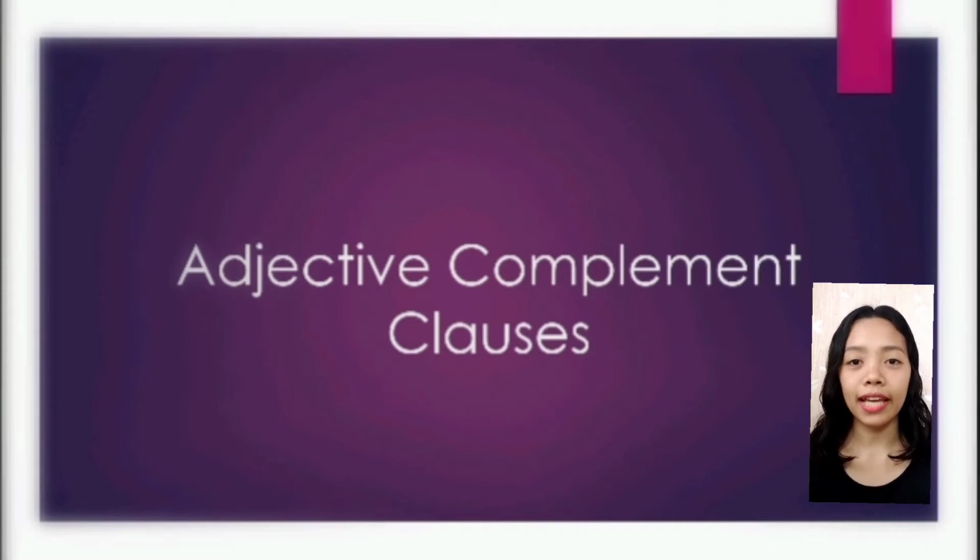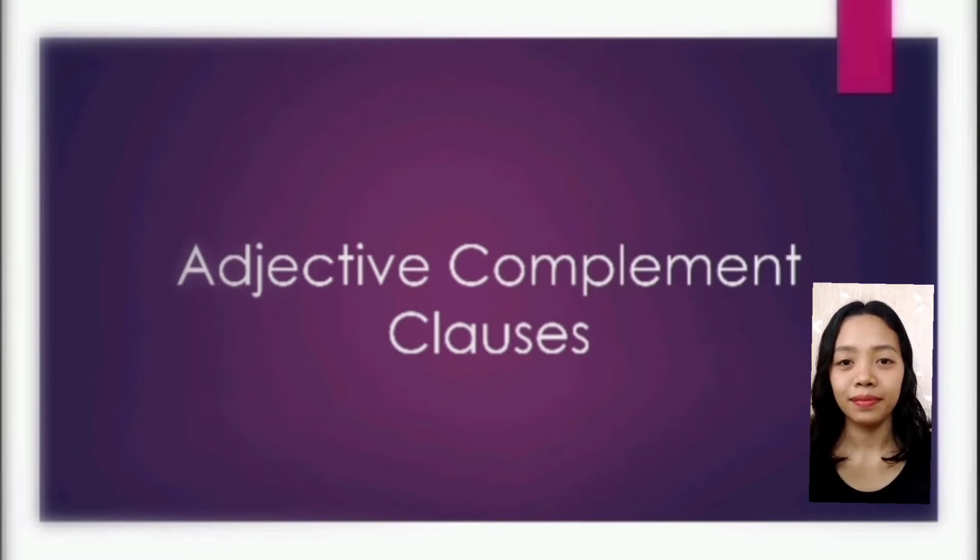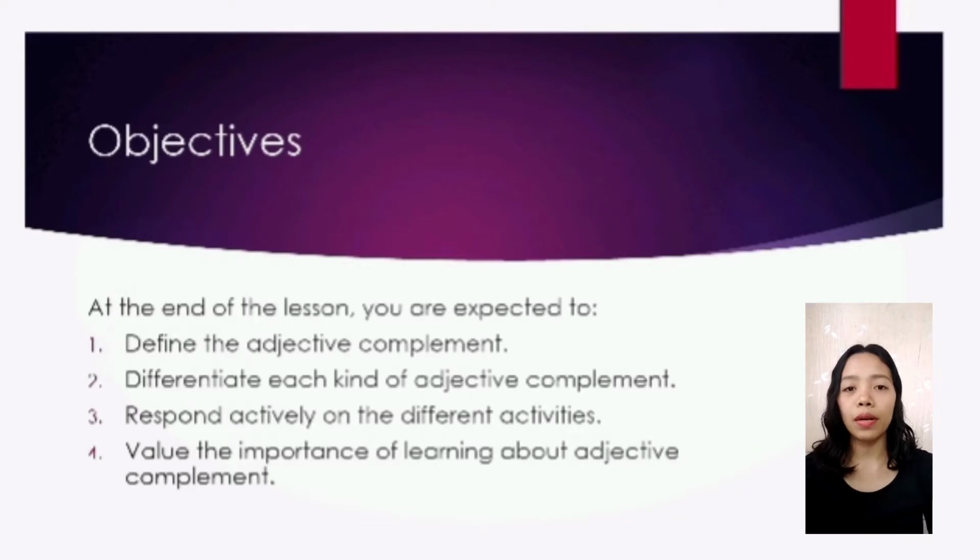Our topic for today is about an adjective complement clause. So these are our objectives. At the end of the lesson, you are expected to, first, define the adjective complement. Second, differentiate each kind of adjective complement. Third, respond actively to the different activities. Fourth and last, value the importance of learning about adjective complement.